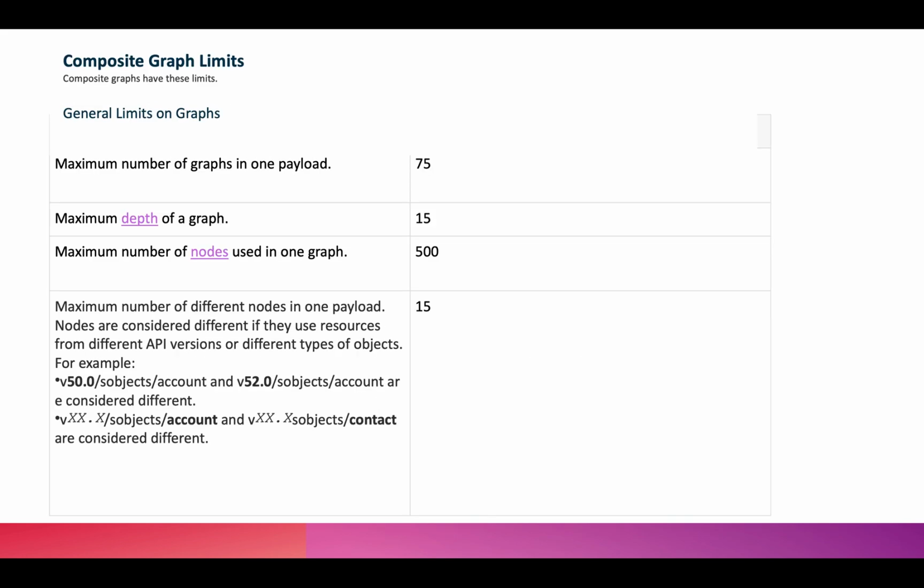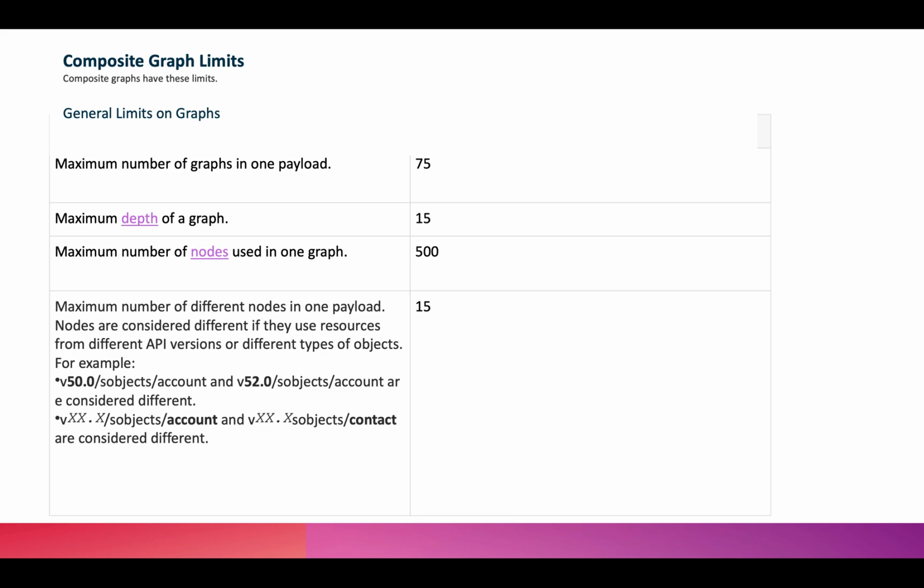So here come the graph limits. The general limits: the maximum number of graphs in one payload is 75. The maximum depth within a particular graph is 15. The maximum number of nodes is 500, meaning 500 sub requests. And the maximum number of different nodes in a payload is 15. Nodes are considered different if they use resources from different API versions.